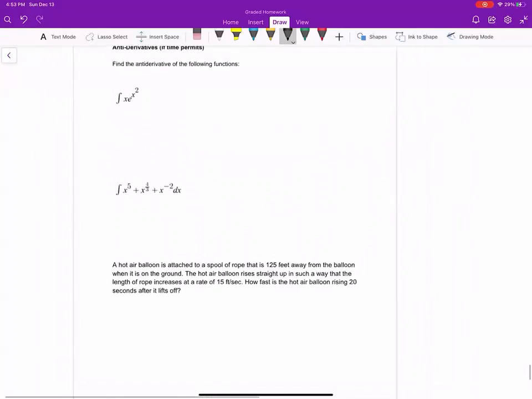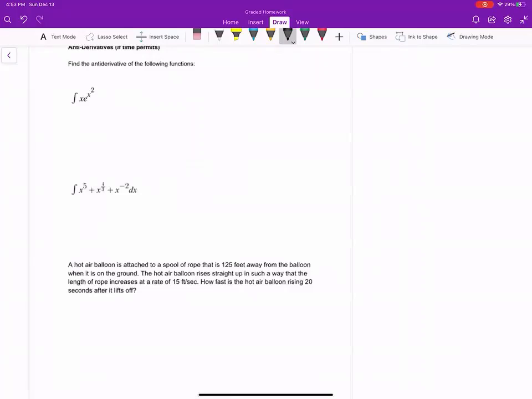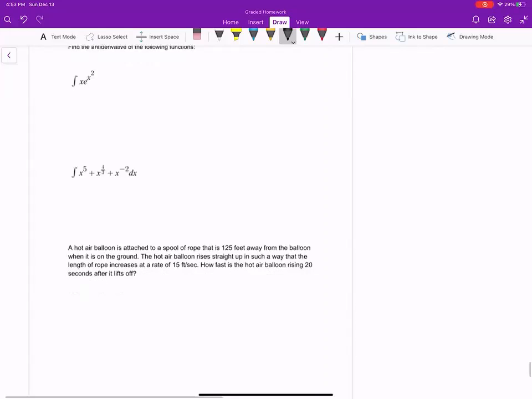So, okay, let's draw a diagram first. A hot air balloon is attached to a spool of rope that is 125 feet away from the balloon when it is on the ground. The hot air balloon rises straight up in such a way that the length of rope increases at a rate of 15 feet per second. How fast is the hot air balloon rising 20 seconds after it lifts off?